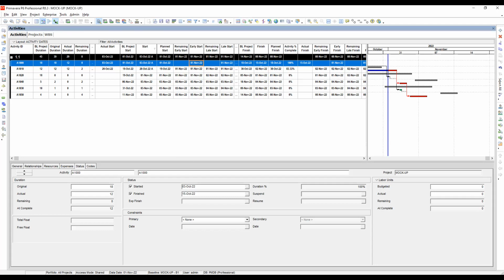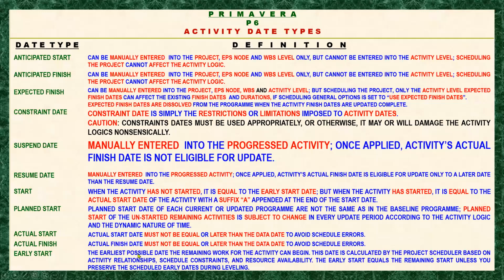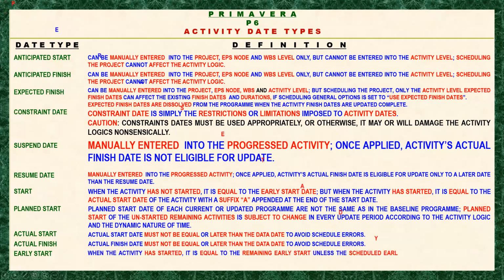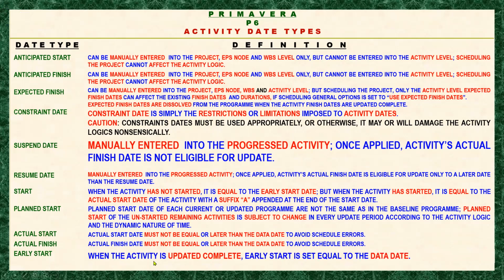Okay, let's proceed and add, on top of the Primavera P6 definition, our own observation here. So when the activity has started, it is equal to the remaining early start unless the scheduled early dates are preserved during the labeling. And next, when the activity is updated complete, early start is set equal to the data date.